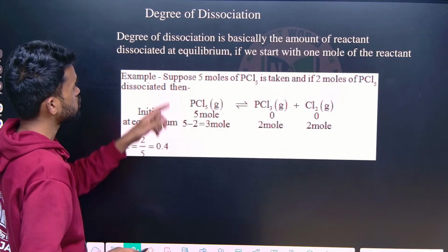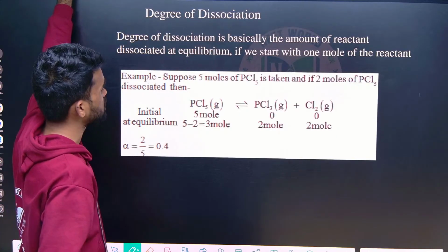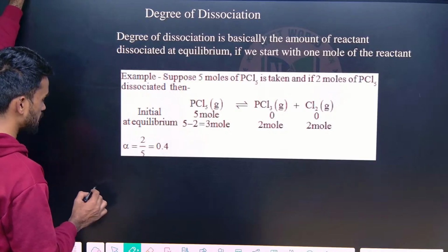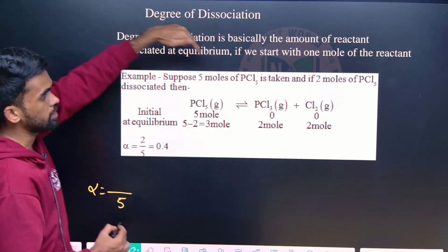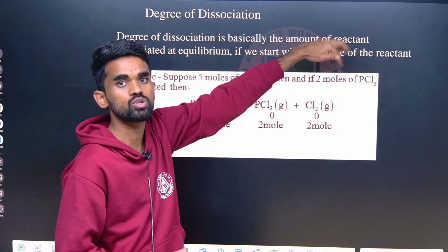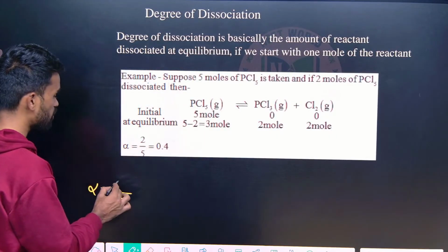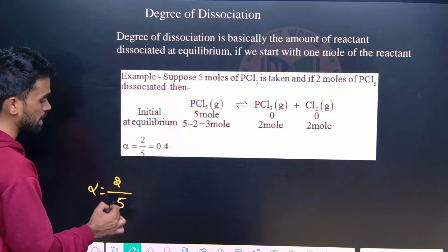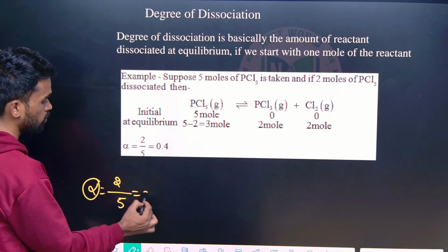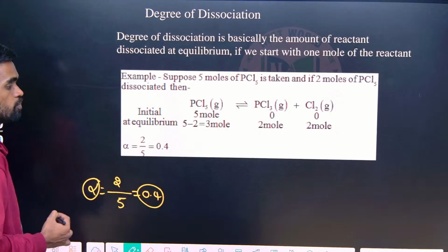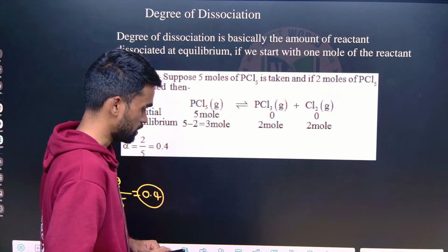Example here we have, suppose 5 moles of PCl5 is taken, and if 2 moles of PCl5 is dissociated, it means initially we have taken 5 moles, and out of 5, 2 are dissociated. So the number of moles dissociated divided by total number of moles taken initially, the ratio of that is considered as degree of dissociation alpha. So here you will get alpha value as 0.4. Okay, so this is how you need to solve the question. Hope this is clear. Okay, right.